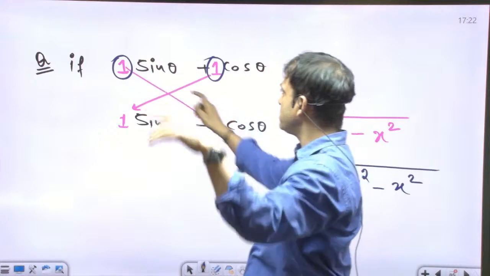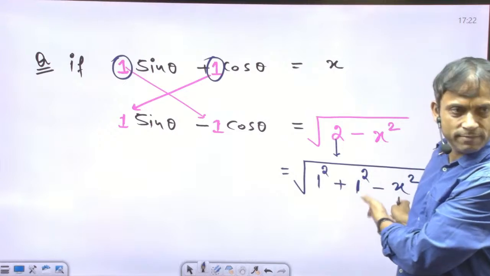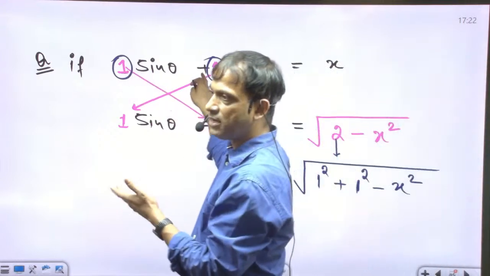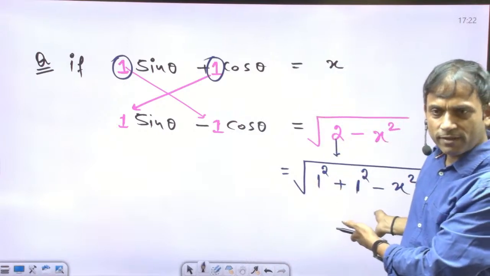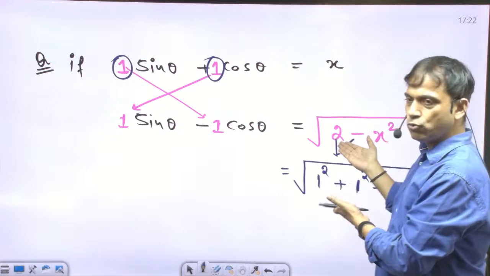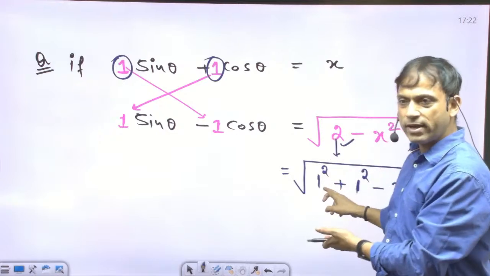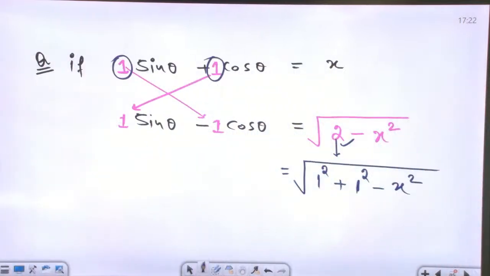If the multiplying numbers are 3, 5, 4, then we write under root 3 square, 4 square, 5 square. If the multiplying numbers are 7, 3, 10, then we'll write 7 square, 3 square, 10 square. If the multiplying numbers in the previous questions are 1 and 1, then we are giving 2. And what is the meaning of 2? 2 is 1 square plus 1 square, minus x square. So in any kind of question, if the multiplying number is 1, then okay. If 3, 5, 4, then 3 square, 5 square and 4 square. Now in any question of sine and cos.